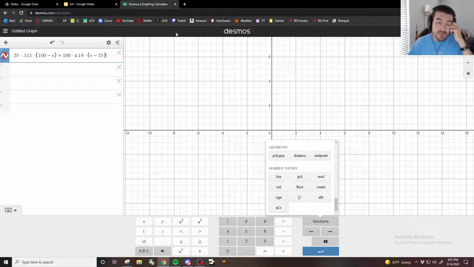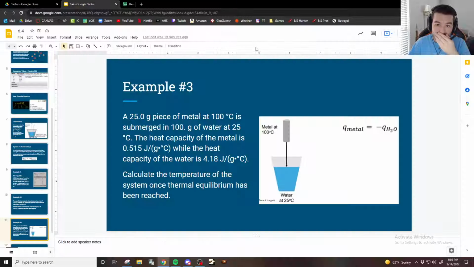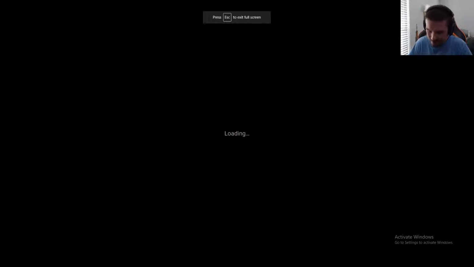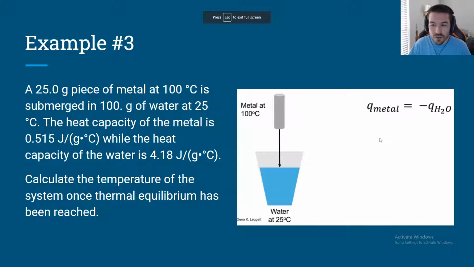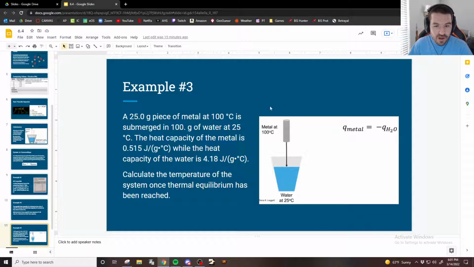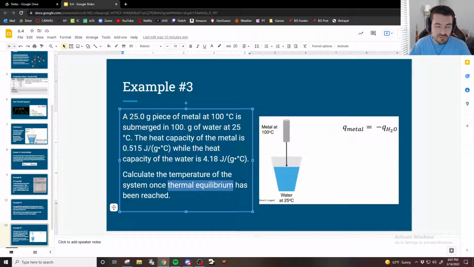Okay. Anyways, let me go back to the problem here. It ends up being very close to like 27 degrees. So solving all that algebra out for x, the thermal equilibrium temperature ends up being about 27, somewhere in that ballpark. And that's what we expected, right? We expected the metal to cool down a lot because it's got a low heat capacity, and we expected the water to resist that temperature change much better. It did heat up, but not by much, only up to about 27.